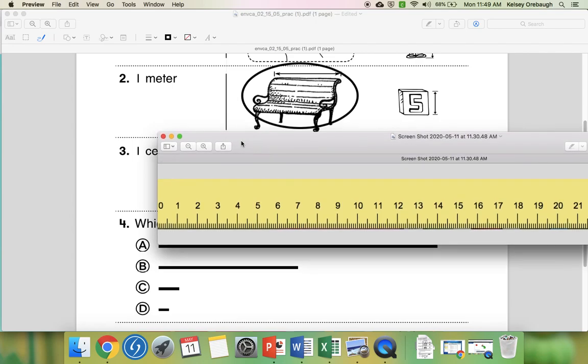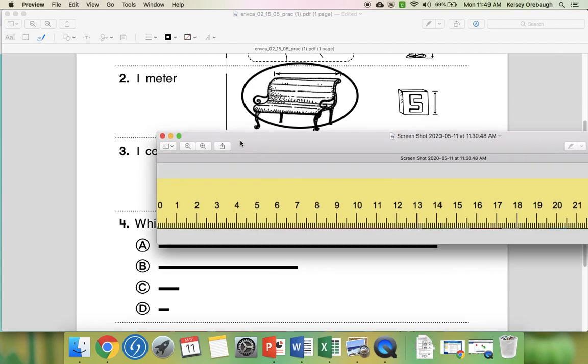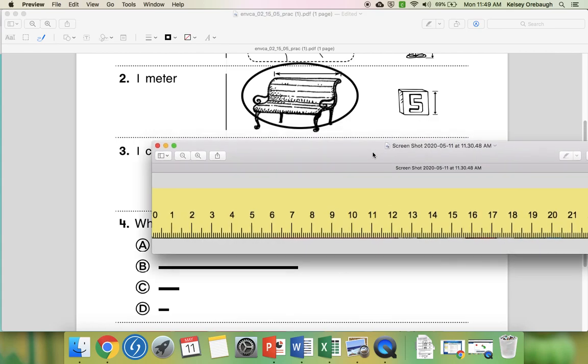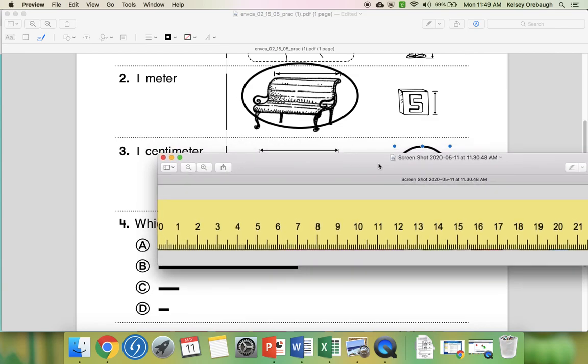So definitely not this first line. This measures about 14 centimeters. Notice that I have lined it up with the 0 mark as much as I can, even though I have this gray space, and I see that the line ends just at about 14 centimeters, so definitely not A. Let's go to B. Line it up with the 0. Not B. B goes to about 7 centimeters long.